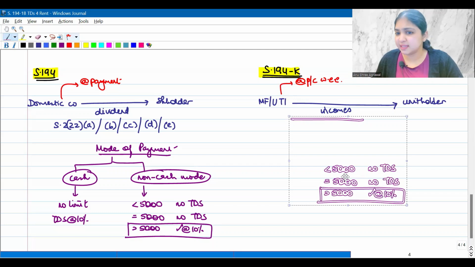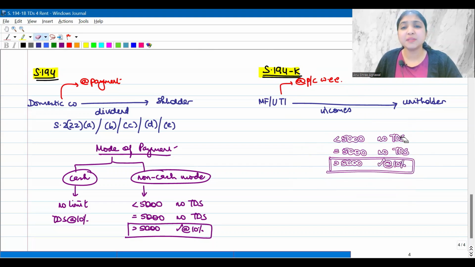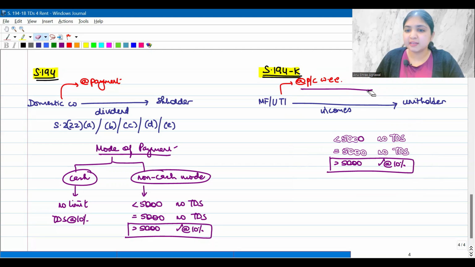If the amount is less than 5,000, then there will be no TDS. If the amount is equal to 5,000, also no TDS. Only if the income is more than 5,000, only then we will have TDS. At what rate? TDS will be at the rate of 10%. Understanding, everybody? So two sections we have learned over here back to back.